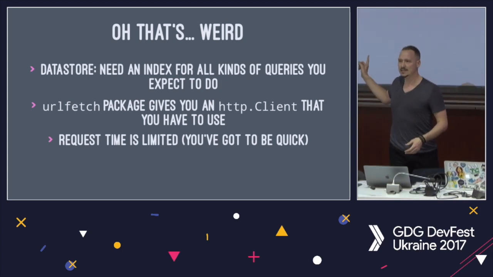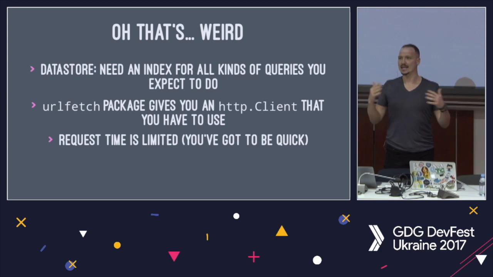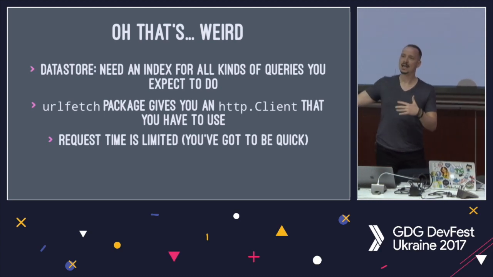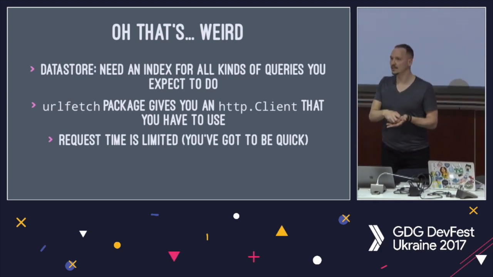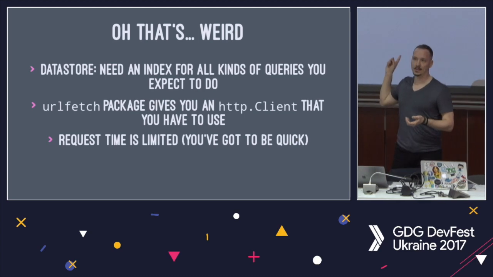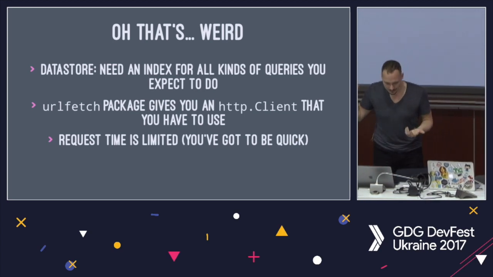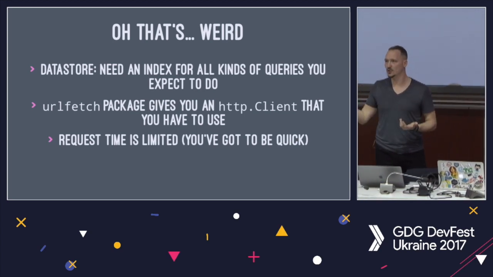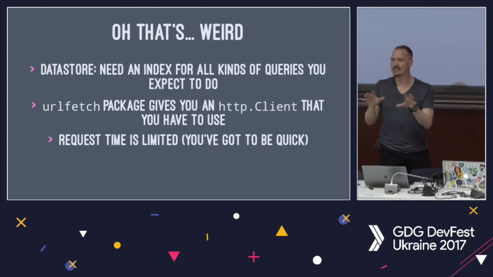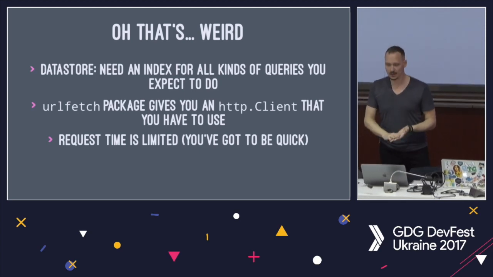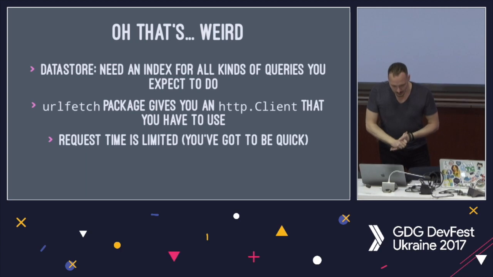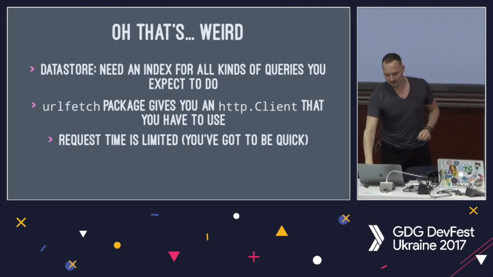And that's also a good reason why whenever you write any packages that make HTTP requests, you should always let the user specify the client. Because if you don't do that, you wouldn't be able to use it on App Engine. So always let the user give you a client if they want to. Default client maybe, something sensible. And request time is limited.